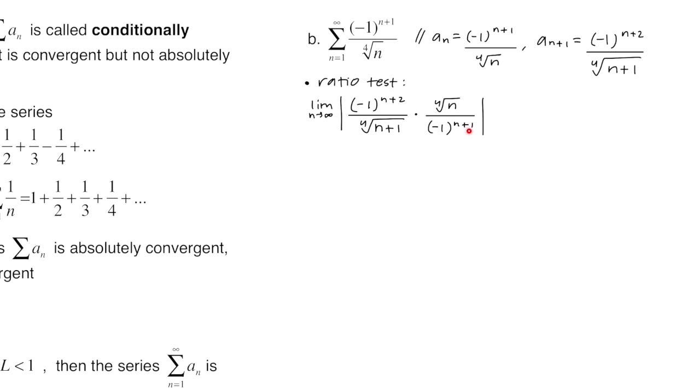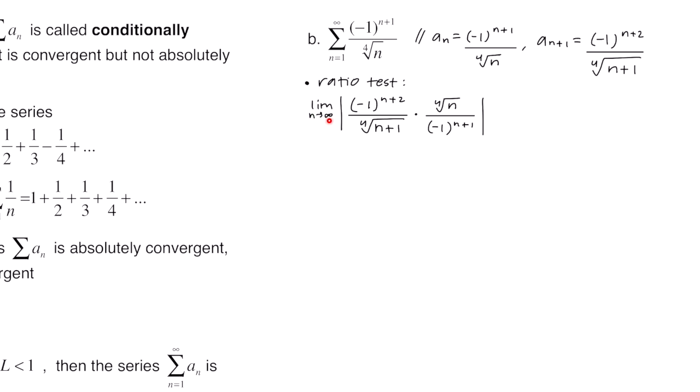This is (-1)^(n+1). So we could split this up into (-1)^n times (-1)^1, and then we could even split this further and go (-1)^(n+1) times (-1)^1. The (-1)^(n+1) would cancel with the (-1)^(n+1) up here, and it would just leave (-1)^1. But ultimately, we're going to take the absolute value of this whole expression, and that will take care of that -1.